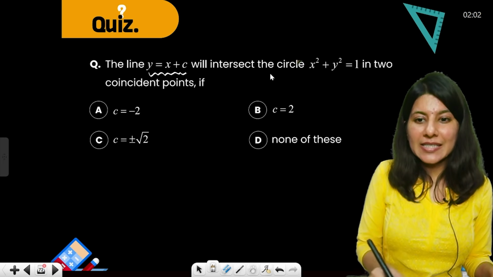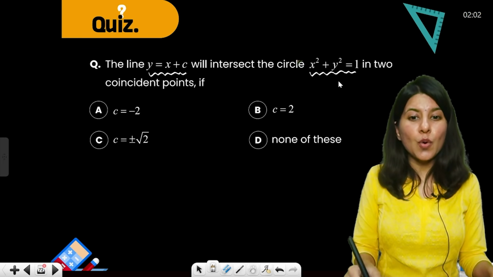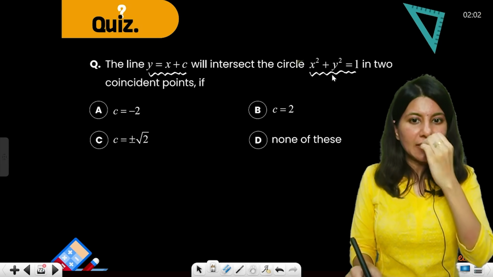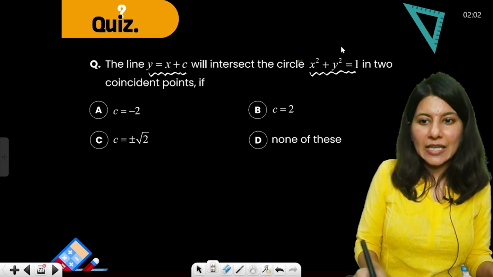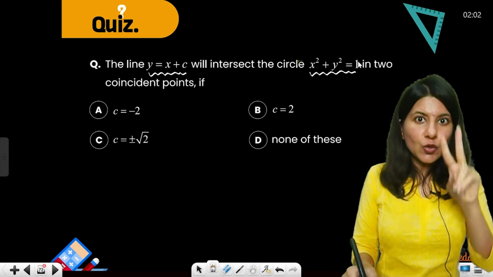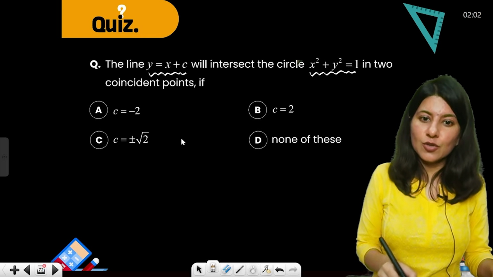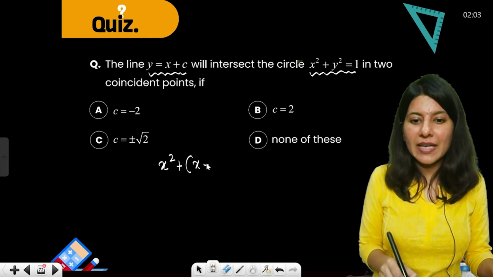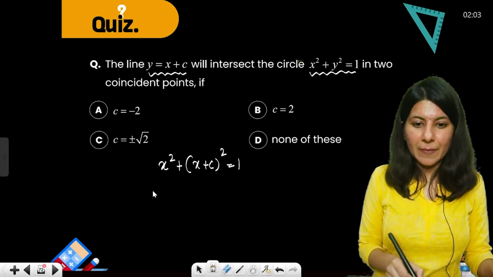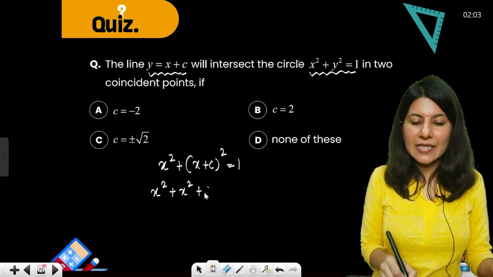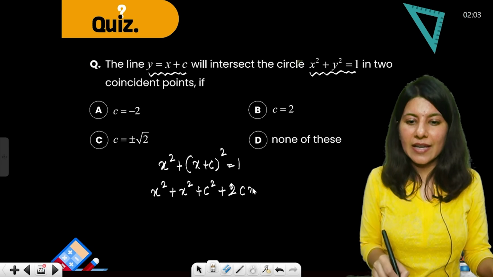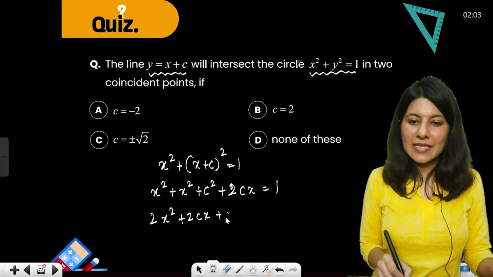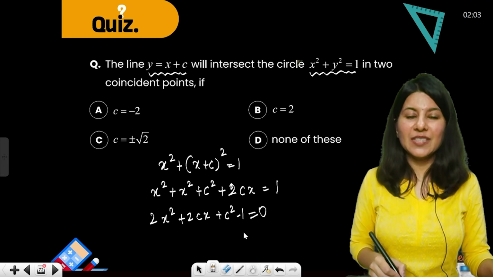y equals to x plus c will intersect this circle in 2 points if, okay. So in here again we have to apply that condition that if you solve this line with this circle, you will get 2 points. So discriminant will be greater than 0. Just solve line and curve y is equals to x plus c. So x square plus y will be replaced by x plus c square equals to 1. x square plus c square plus 2cx equals to 1. 2x square plus 2cx plus c square minus 1 equals to 0.